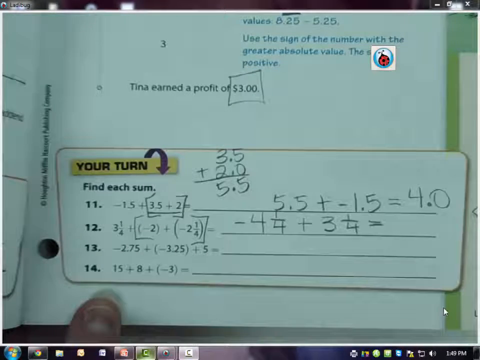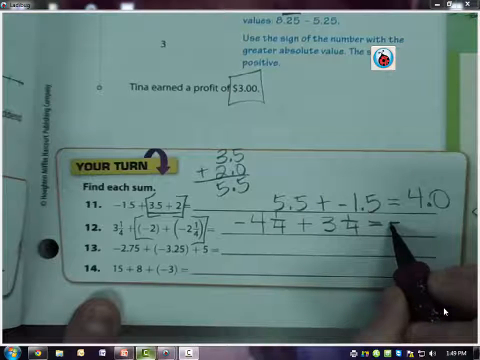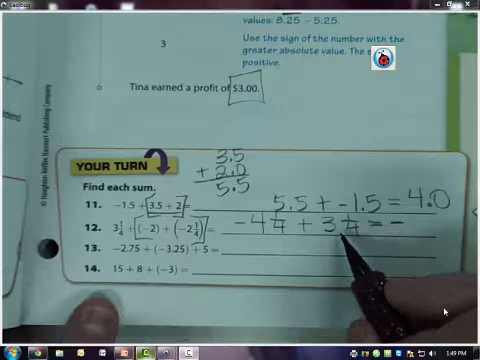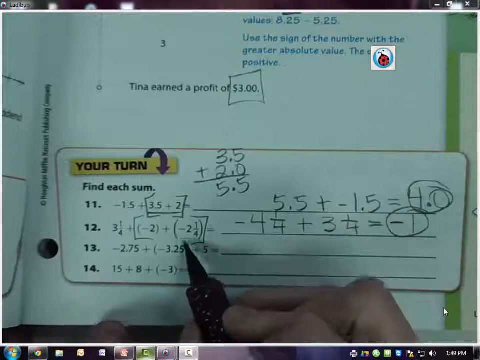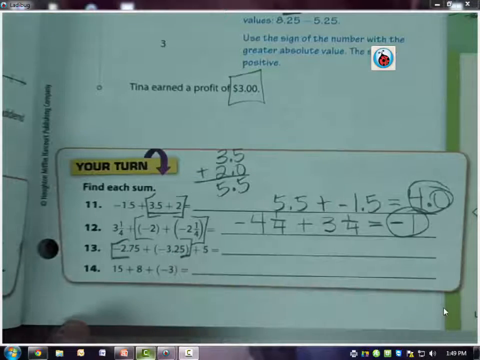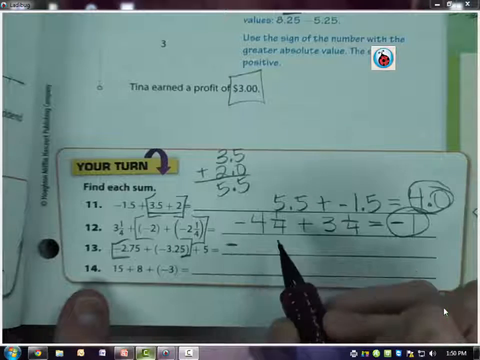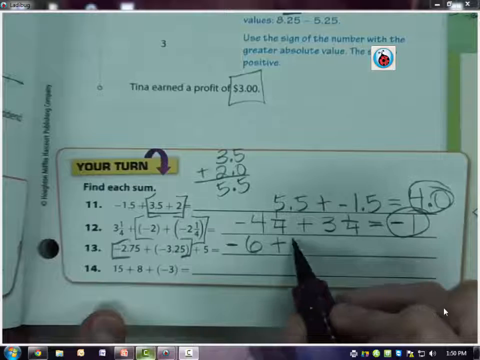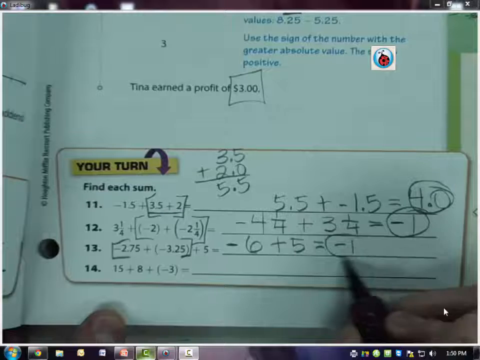Okay, next one. We should have grouped our negatives together. And we should have gotten negative, what should I have gotten here? Negative 6 plus 5. There we go. They're different, so we take the difference, and we should end up with negative 1. Very good. Next one. These are like signs. 15 plus 8 is 23 plus negative 3. They're different, so we take the sign of the bigger number, which is positive. So 23 minus 3 is 20.